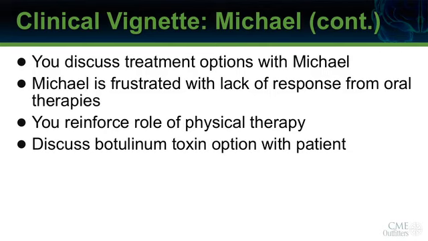Now let's come back to Michael. Remember our MS patient with upper limb spasticity that was not responsive to oral therapy. And Michael is frustrated because of his lack of response to these oral therapies. We discussed the role of physical and occupational therapy, and then we consider the possibility of botulinum toxin therapy, which could be very effective for his upper limb spasticity.